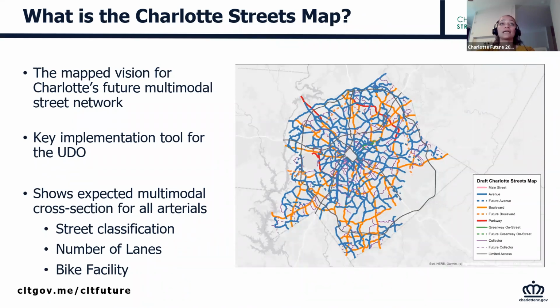So what exactly is the Charlotte Streets map? It is the map vision of our multimodal street network. It is based on council adopted policies that have been developed and refined over the last several years. And it shows the recommended cross sections for all of Charlotte's arterial streets and will support the UDO to ensure that we're building multimodal streets as we grow and develop. It's one of the key implementation tools for the UDO. And you'll find things like street classification, the number of lanes, and whether or not the streets have bike facilities.